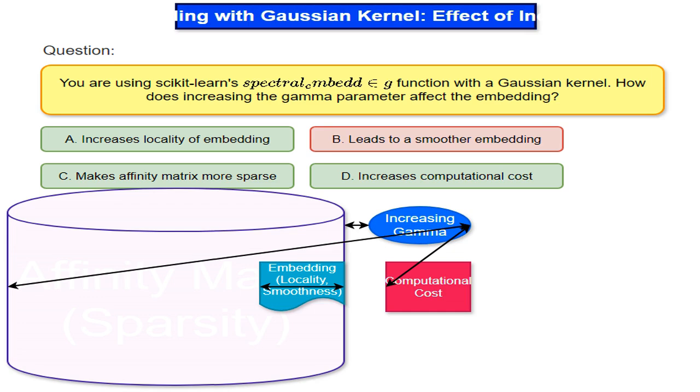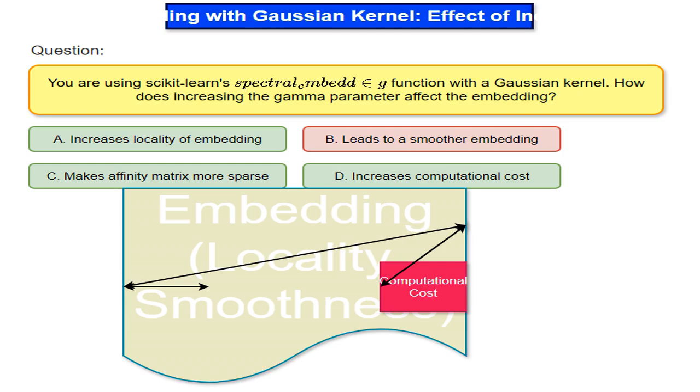Think of it like this. Increasing gamma makes the affinity matrix more like a sieve, only allowing strong local relationships to show through. Because of this increased sparsity, I get a more localized embedding. The algorithm now better reflects local neighborhood relationships between points. The embedding will be less smooth. It will highlight details in local areas but may lose the big picture.